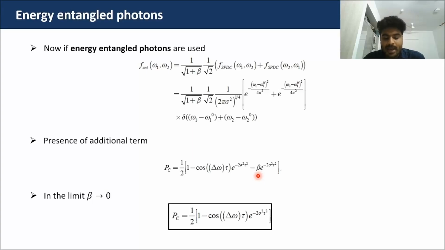By our choice of parameters in this experiment, we take delta omega to be 177 gigahertz. And if we take sigma around a gigahertz, we can take the limit beta tends to 0. In this case, the probability of coincidence PC becomes 1 by 2, 1 minus cos delta omega tau, e raised to minus 2 sigma square tau square. This cos delta omega tau is the reason we are able to achieve the nanometer resolution. We will be moving to that next. So we have the final expression here.